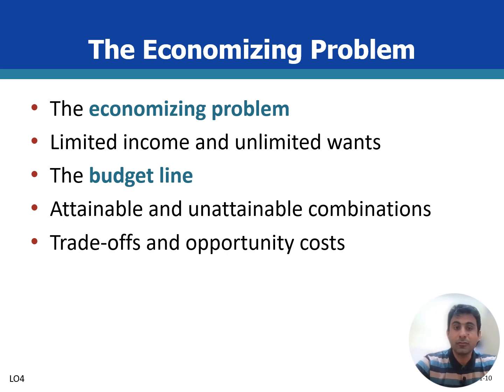The budget line is a graphical representation that illustrates the combinations of two goods or services that a consumer can afford, given their income and the prices of the goods. The key feature of the budget line is the income constraint. The slope of the line represents the opportunity cost of one good in terms of another, and it shows the maximum quantity of goods that can be purchased given a fixed income and prevailing prices.